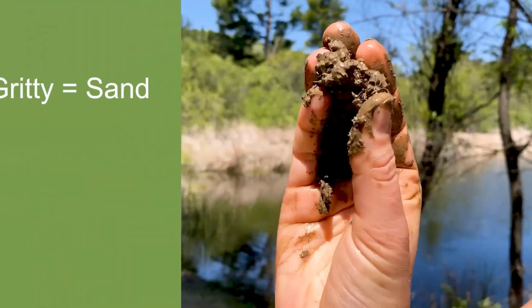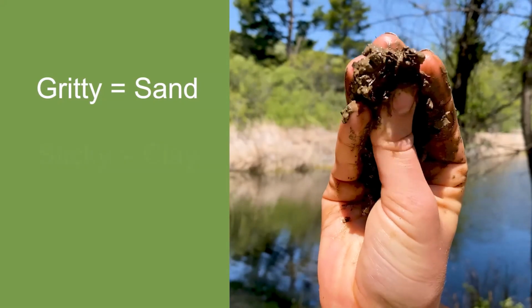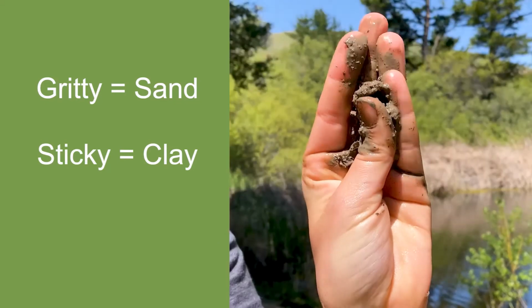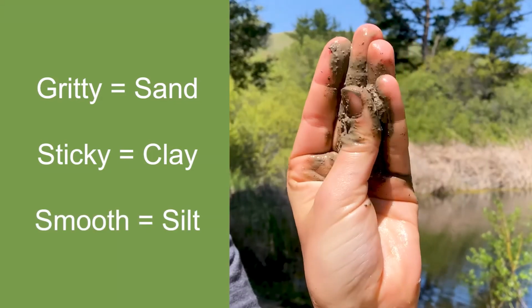So if it's really gritty, then it's made out of sand. If it's sticky, then there's clay in it. And if it's really smooth, that means your soil is mostly silt.